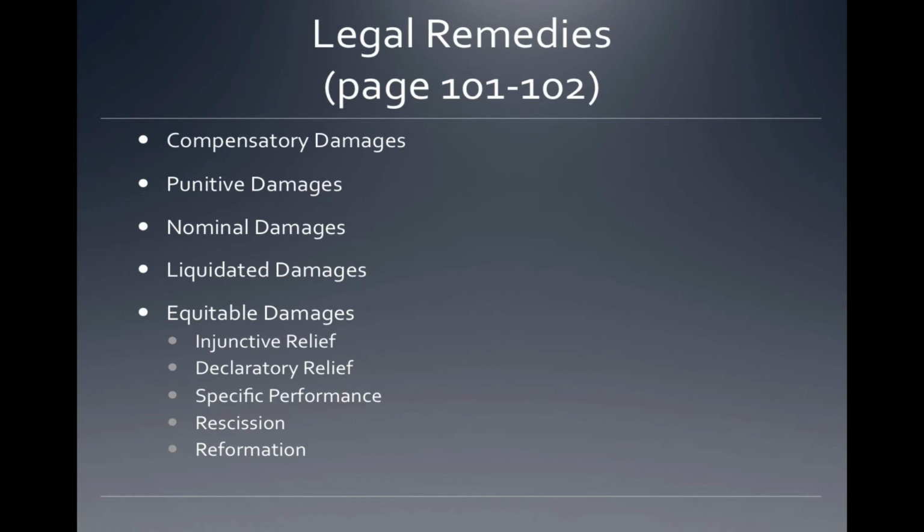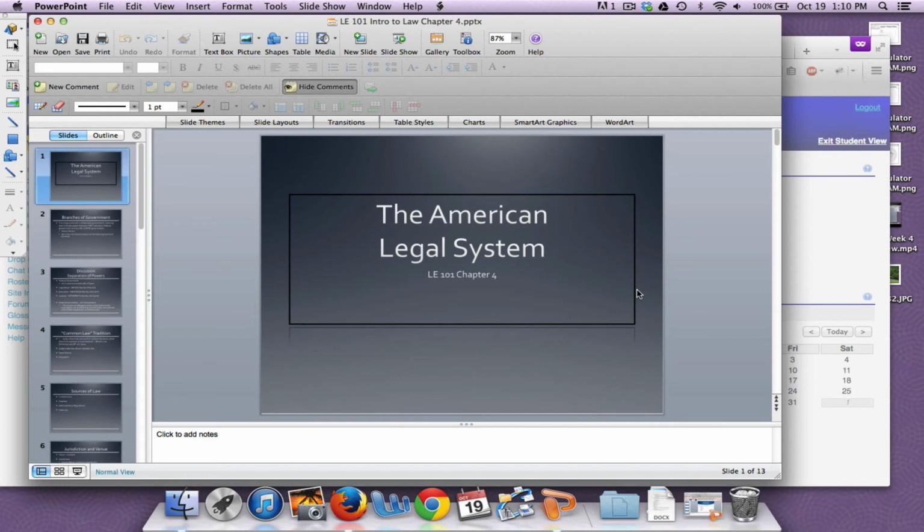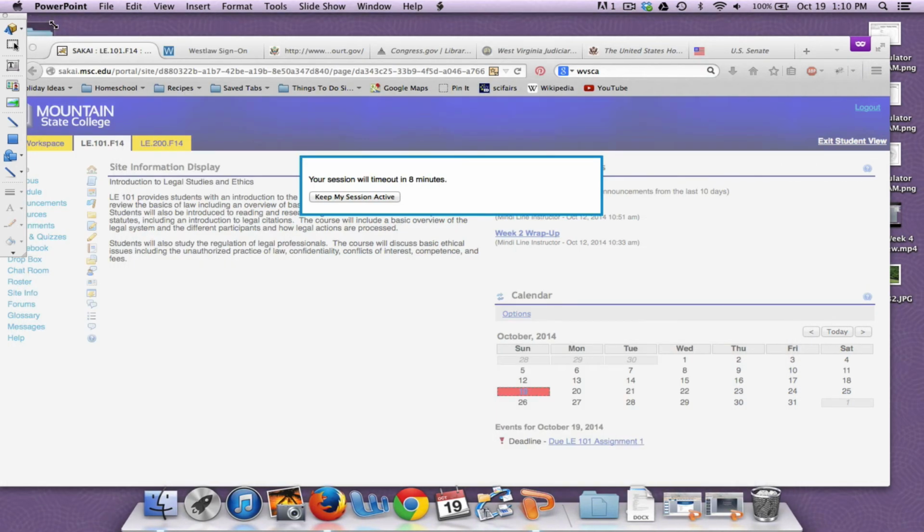Reformation is when you have a contract and you want to make the contract valid, so you fix whatever the unfair or unjust portion was. Okay, so that is the PowerPoint, which will also be available.